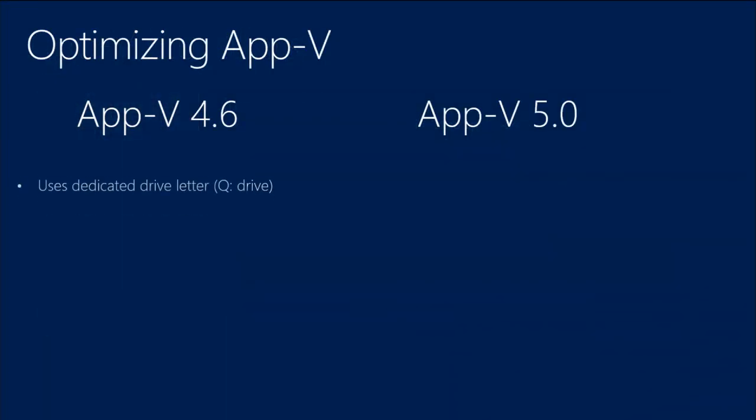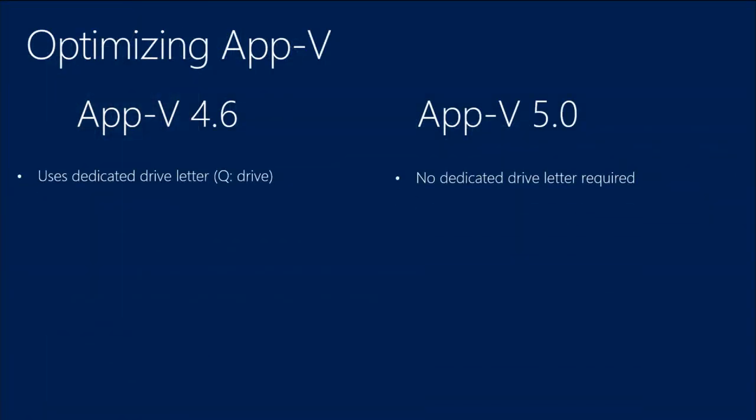Okay, so this slide sort of highlights some of the improvements of AppV 5.0 over AppV 4.6. So the first one, as I touched on before, there's no more Q drive. Yay, everything is on the native file system. Finally, there's no more package size limit. It used to be 4 gigabytes. Now you can create a package as large as you want.